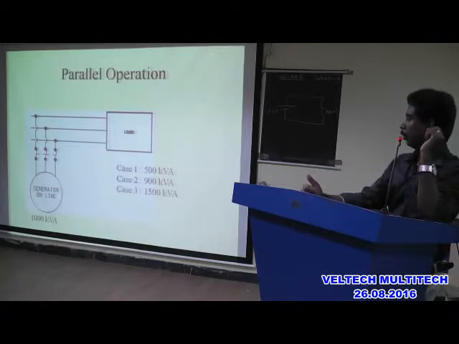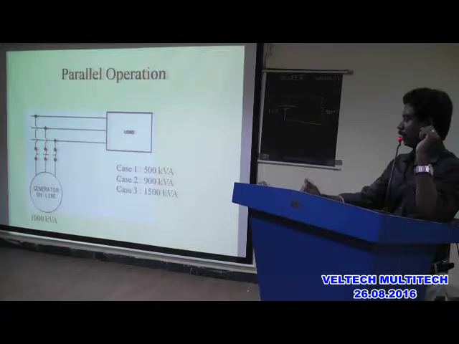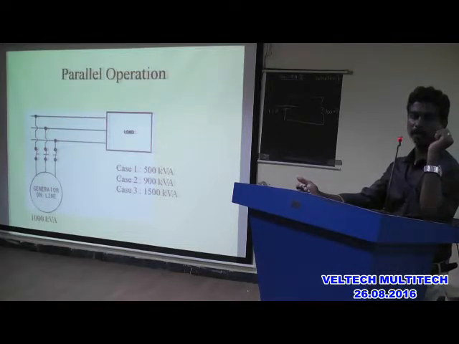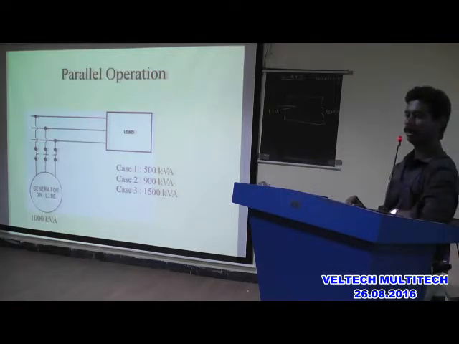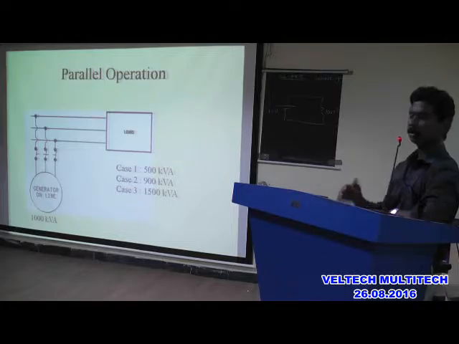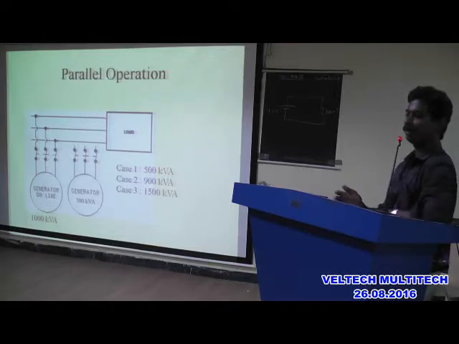Now the load increases from 900 to 1500 kVA, but the alternator rating is only 1000 kVA. Now what do you have to do? How will you satisfy the load? Either you replace this 1000 kVA alternator by a 1500 kVA alternator, but then the initial cost is more. Instead of that, you can add one additional 500 kVA alternator to the existing alternator.